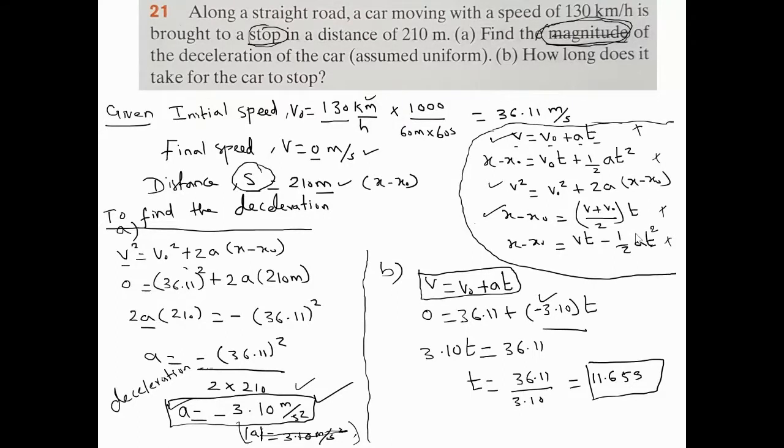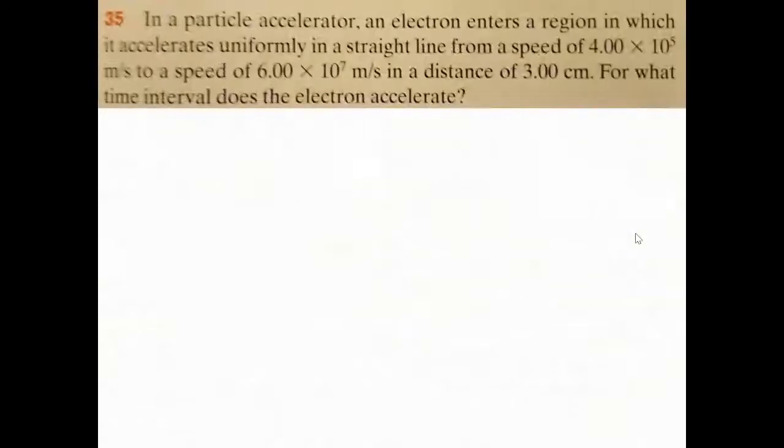Yes, teacher. Okay, read the question. In a particle accelerator, an electron enters a region in which it accelerates uniformly in a straight line from the speed of 4 multiplied by 10 to the power of 5 meter per second to a speed of 6 multiplied by 10 to the power of 7 meter per second at a distance 3 centimeter. For what time interval does the electron accelerate?